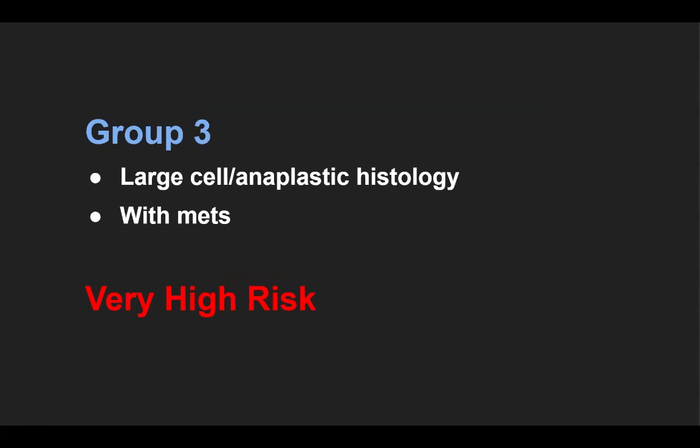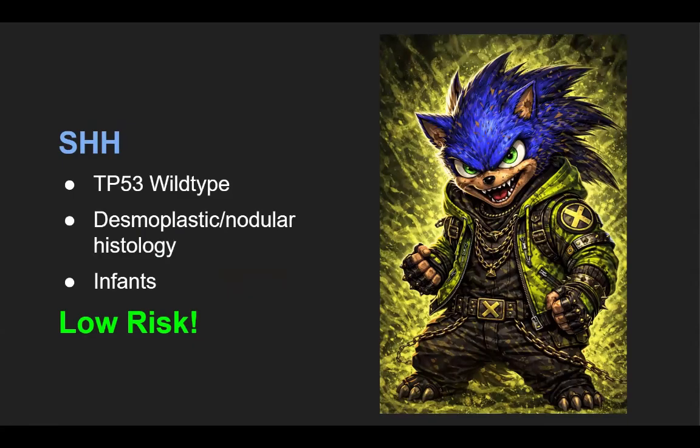So, group 3, large cell anaplastic histology with mets, very high risk. We just saw that on the main chart. Moving on to the next histology group, desmoplastic or nodular. TP53 wild type, desmoplastic or nodular histology in infants.